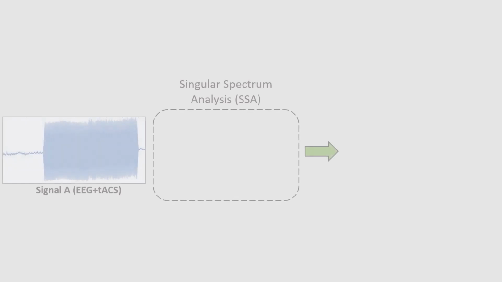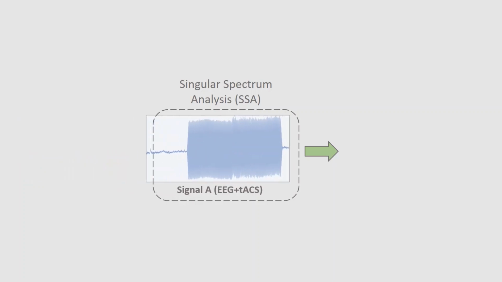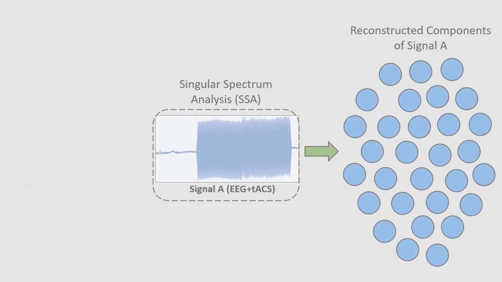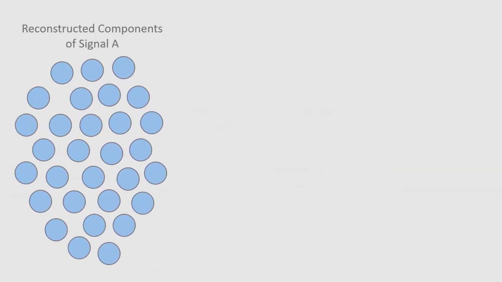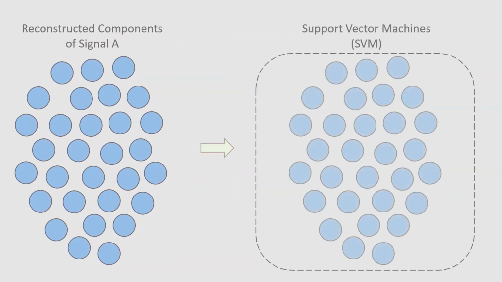Let us assume that the EEG and TACS signal is signal A. This is the input for our SSA and SVM method. Firstly, signal A is decomposed by the SSA algorithm. This will produce the reconstructed components of signal A. The machine learning SVM model will classify which of the components are artifactual and which are not.